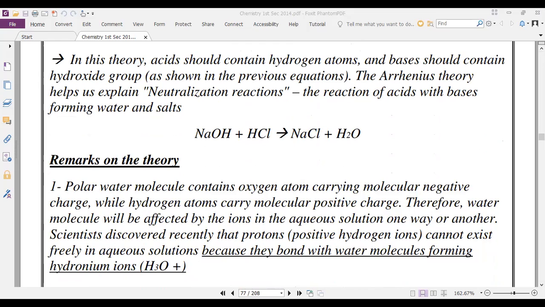In this theory, acids should contain hydrogen atoms and bases should contain hydroxide groups, as shown in the previous equations. The Arrhenius theory helps us explain neutralization reactions, the reaction of acids with bases forming water and salts, NaOH plus HCl equals NaCl plus H2O. Right. It is very important. Any problem till now? No. Okay. So now we are going to move to this part.